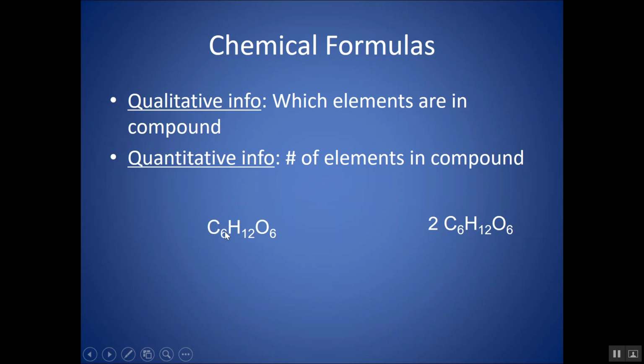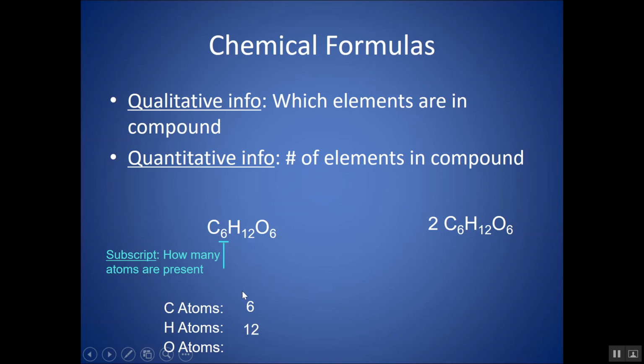So this little number, again, we call the subscript. It tells you how many atoms are present of that type. If this were an ionic compound, we would say how many ions are present rather than atoms, but it still gives you a quantitative total. So in this case, for carbon, there'd be 6 carbon atoms, there would be 12 hydrogen atoms, and there'd be 6 oxygen atoms.